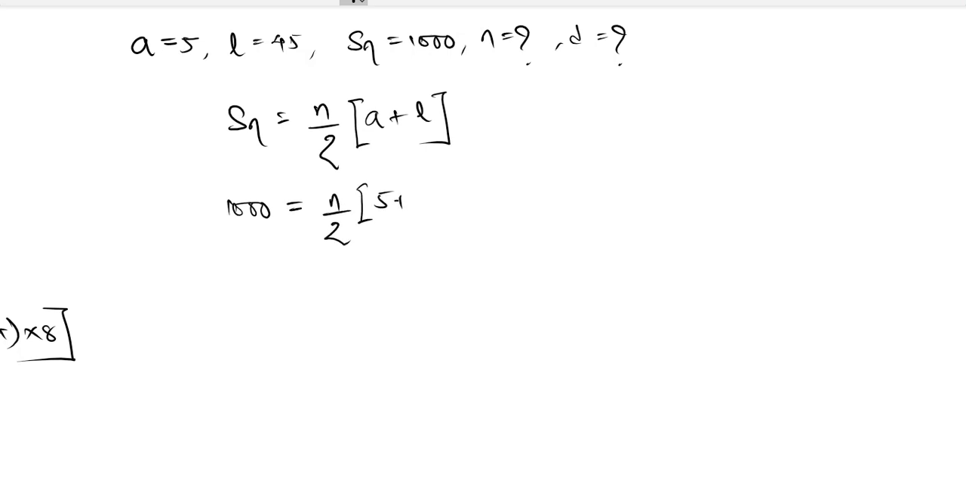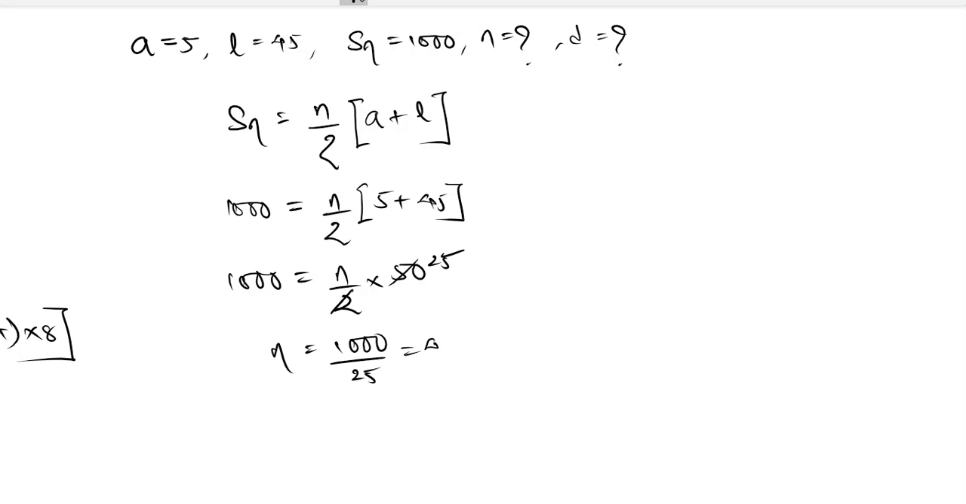A is 5 plus 45 is the last term, l. So I'm just going to write it as 1000 equals n by 2 multiplied by 50. So this is going to become 25n. So n is equal to 1000 by 25, which is 40. So number of terms in an AP is 40, right? So n we have found. Now we have to find the common difference.